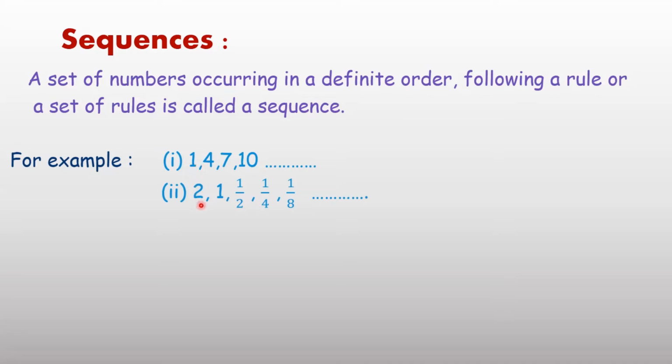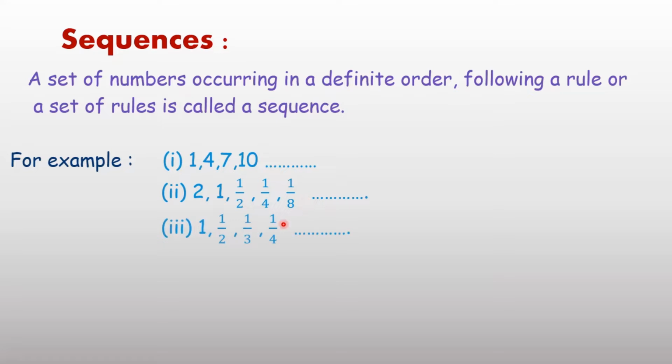Same pattern. Next, some numbers are written. First you try to identify the rule under which these numbers are written. 2, 1, 1 by 2, 1 by 4, 1 by 8. Observe carefully here. Every number is half of its previous number. First number 2. Divide by 2, you get 1. 1 divided by 2, 1 by 2. 1 by 2 divided by 2, 1 by 4. Then 1 by 8. The next number will be 1 by 16.